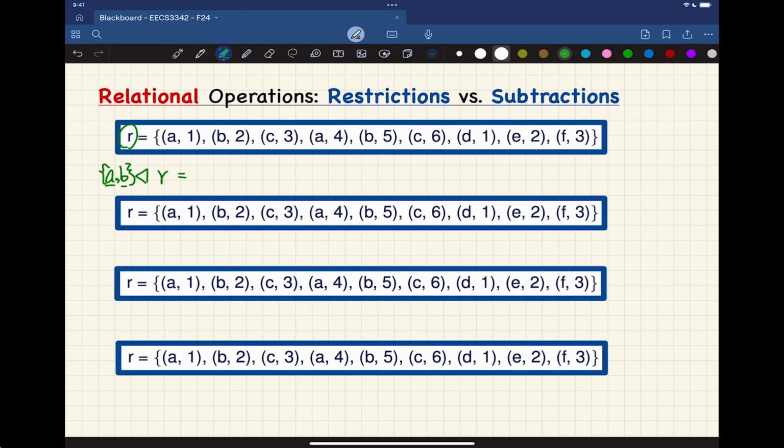So now I'm going to collect it. A, B, that's it. So it's going to be A1, B2, A4, B5. A new relation, domain restriction. And let's now compare right away what's domain subtraction.